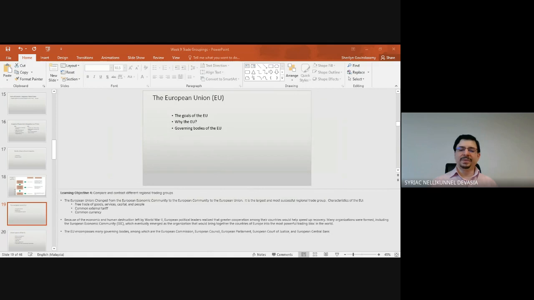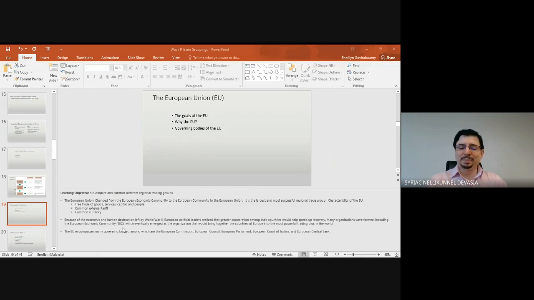So the European Union, if you look at the major agenda: free trade of goods, services, capital, and people. This is the most important characteristic of European Union. Then there is a common external tariff and common currency. Common currency is euro. So they have a common external tariff, then the free movement of goods, people, capital, services, everything. People can travel, that's why you have something called a Schengen visa, with the help of which you can travel to any European country without any problem, right?